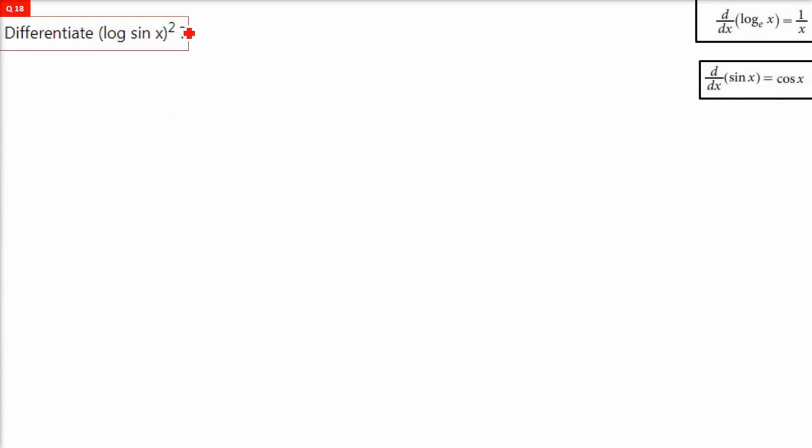Differentiate (log sin x) whole square. So we have y equals, say, something x square, z square, or whichever you can assume. The differentiation of x to the power square is 2x. If you assume it to be some x square or z square or whichever. So d by dx of (log sin x) whole square is twice of log sin x.